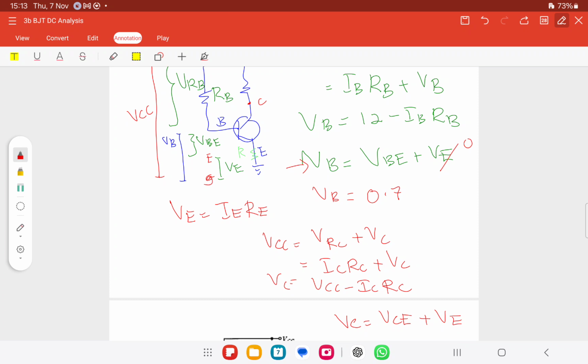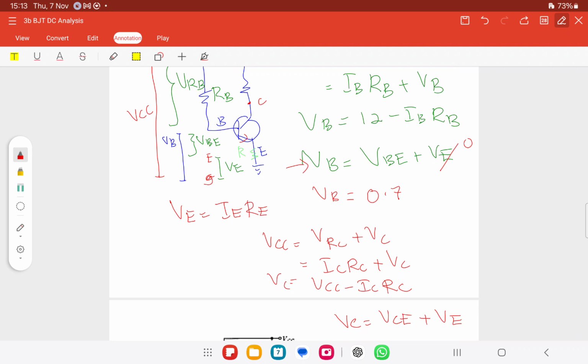Yang kalau exam ada, dia tak bagi kan arrow-arrow? Tak ada. Dia cuma bagi arrow ni je, arrow dalam BJT je. So you have to do the KVL sendiri nak lalu belah mana. Basically dia ada dua cara je. Satu yang belah input, satu belah output. Okay.